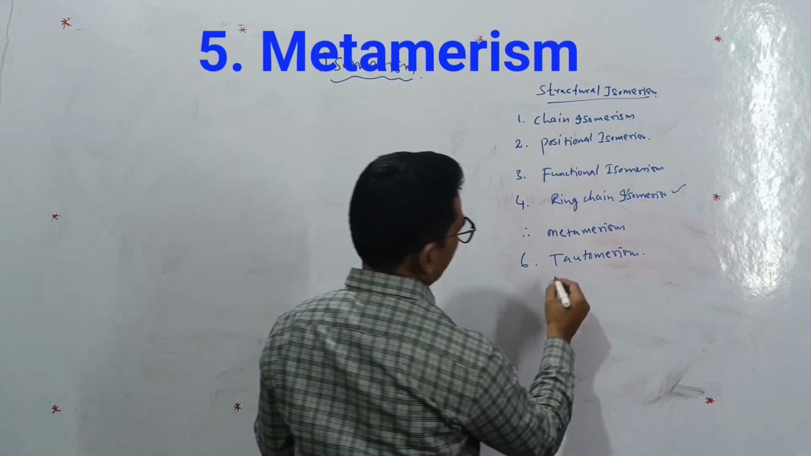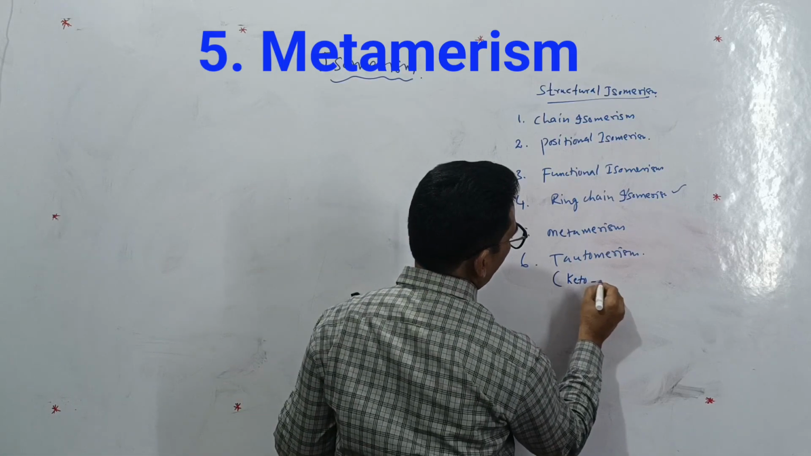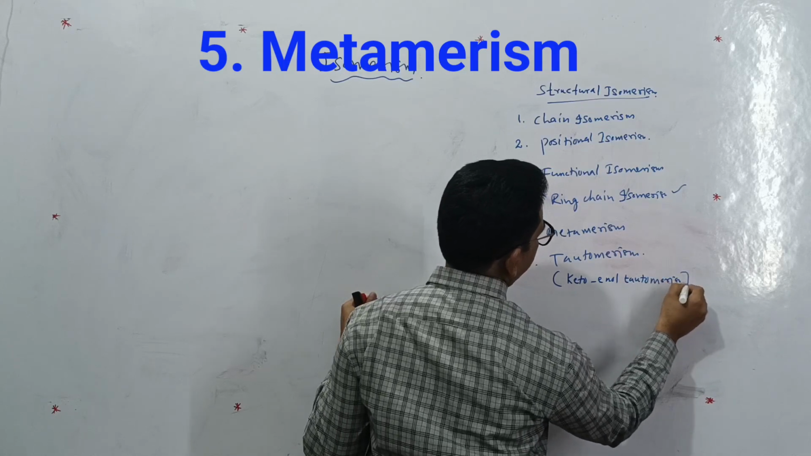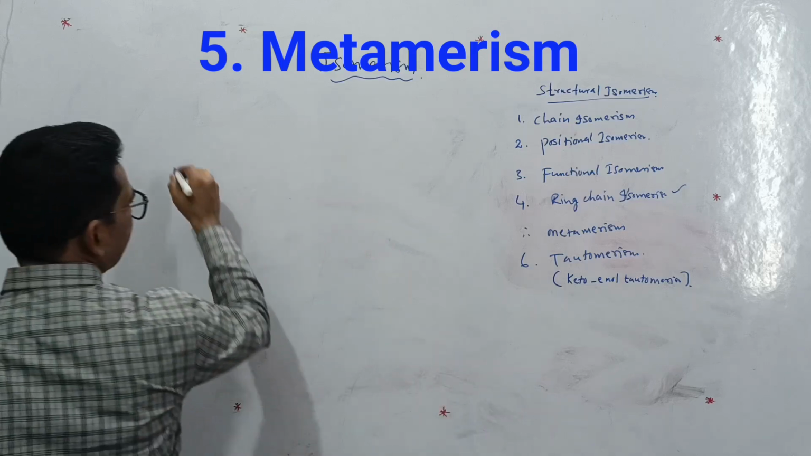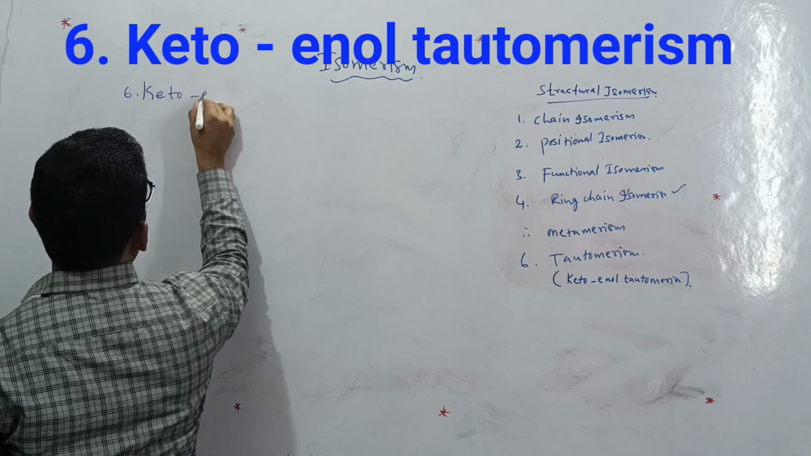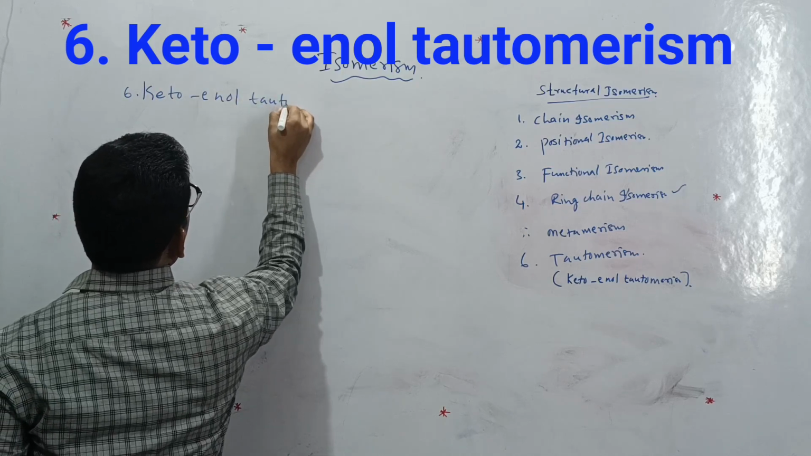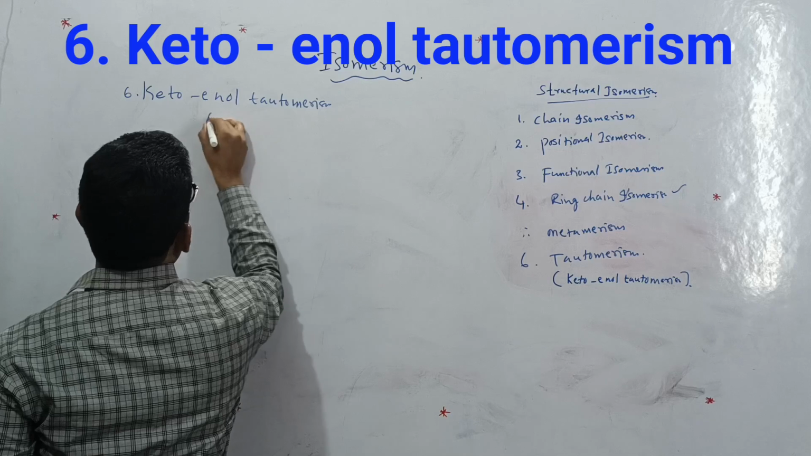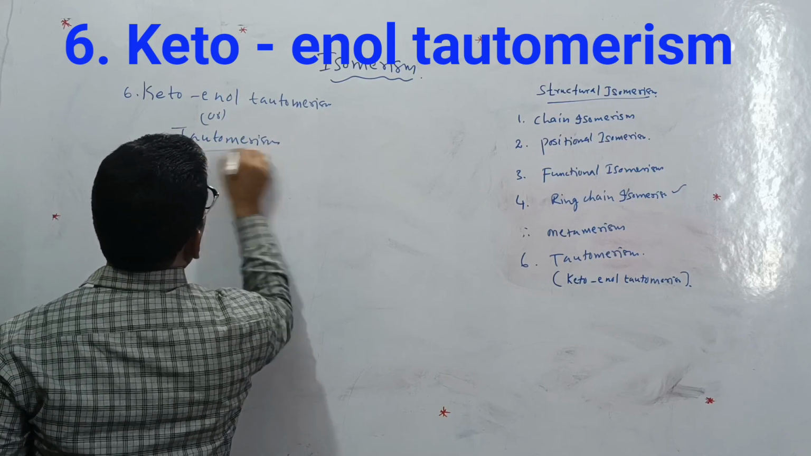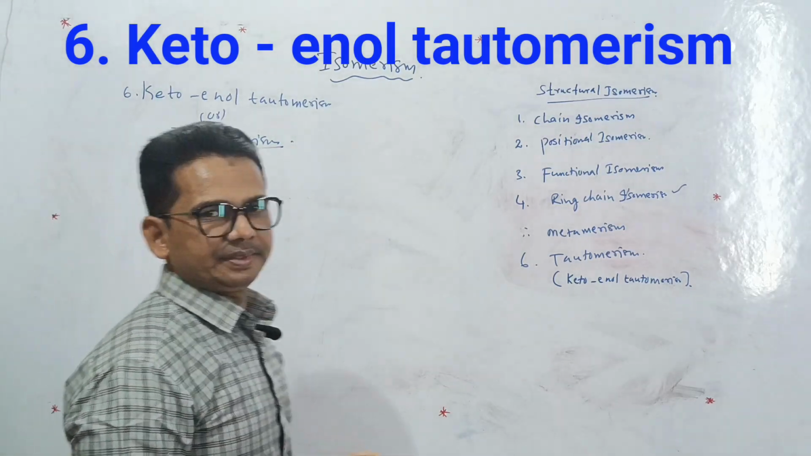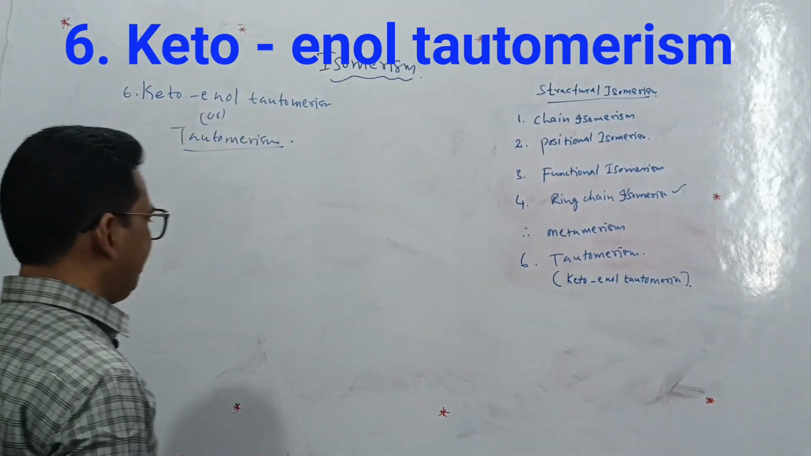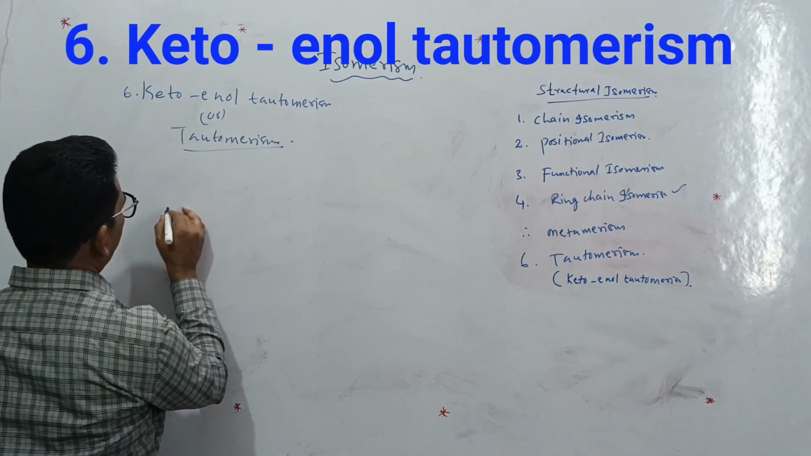Next one is tautomerism. Tautomerism is also called keto-enol tautomerism. Remember this. Then we can see here the 6th one, tautomerism, that is keto-enol tautomerism. These are a special type of isomers. Both isomers are in dynamic equilibrium with each other. How it happens, I will write one example, then you will easily come to know.